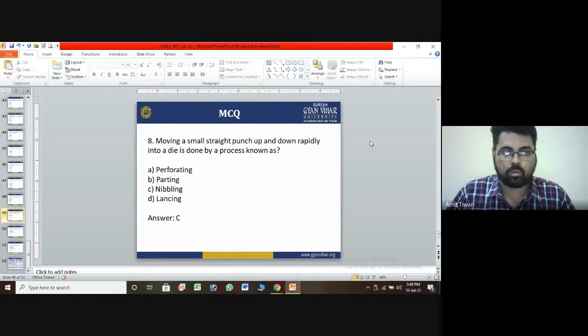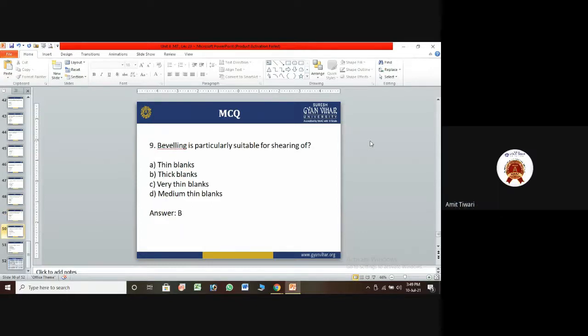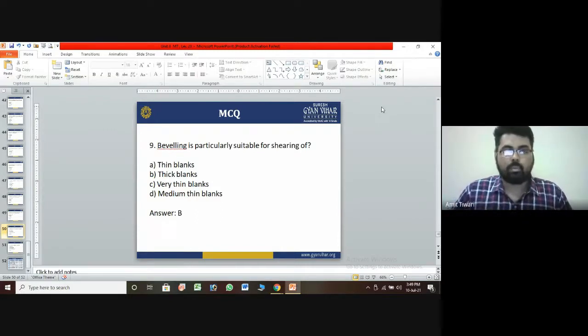Ninth question: beveling is particularly suitable for the shearing of thin blanks, thick blanks, very thin blanks, or medium thin blanks. The correct answer is B. Beveling is particularly suitable for shearing of thick blanks.